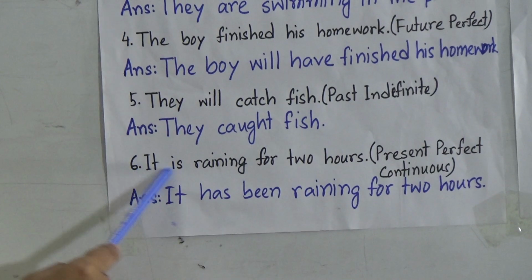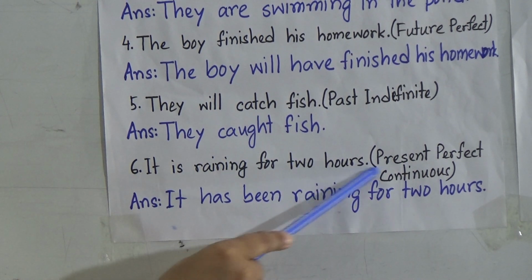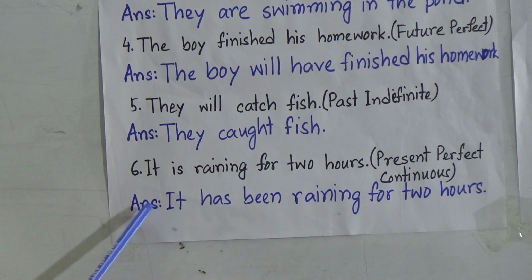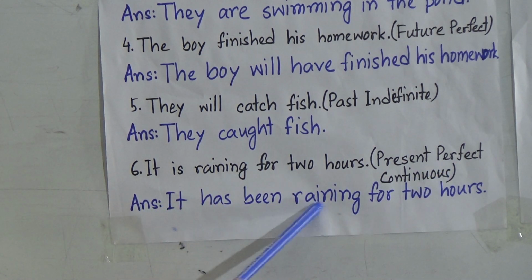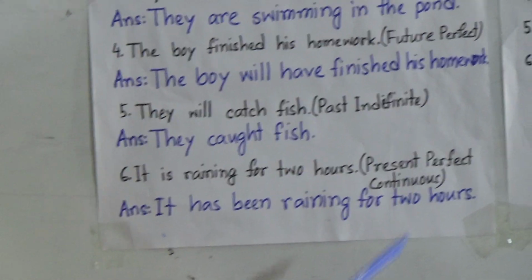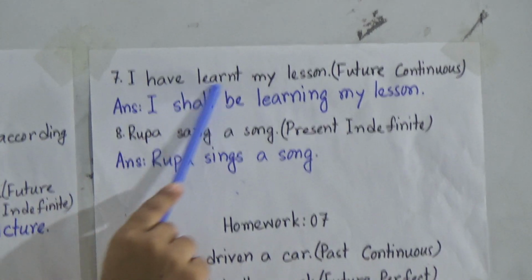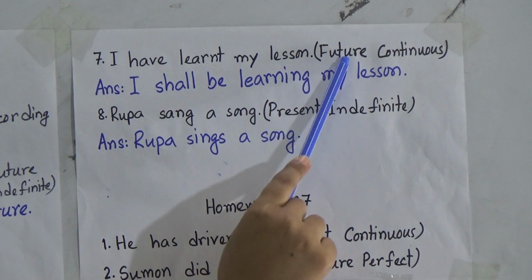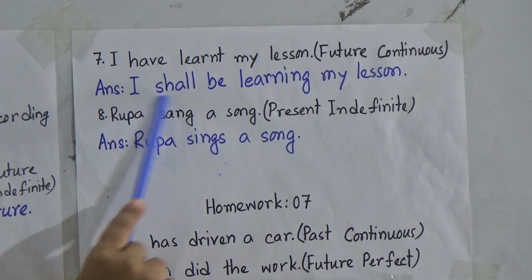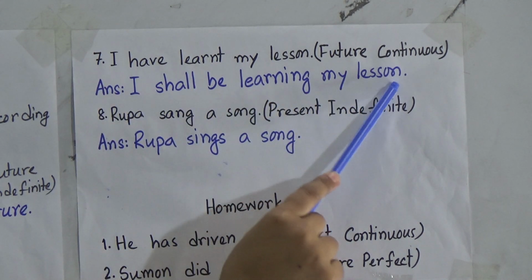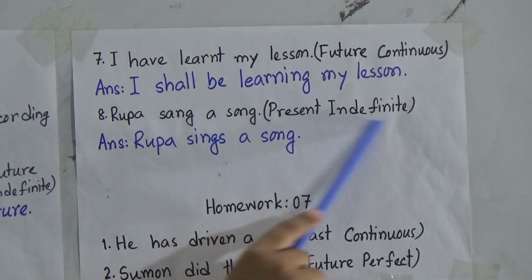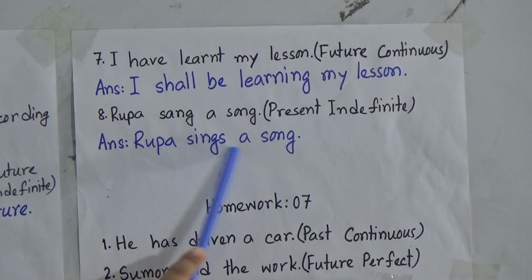Number 6 is it is raining for 2 hours, and we will convert it to present perfect continuous, and answer is it has been raining for 2 hours. And now number 7, I have learned my lesson, and we will convert it to future continuous tense, and our sentence is I shall be learning my lesson. Number 8, Rupa sang a song. We will change it to present indefinite tense, and the answer is Rupa sings a song.